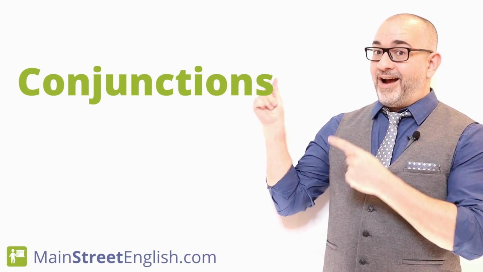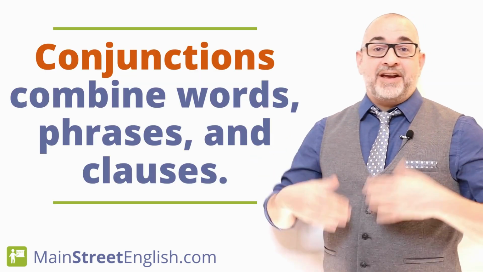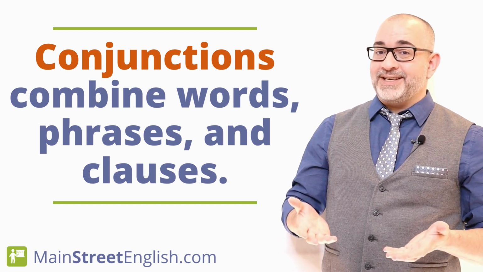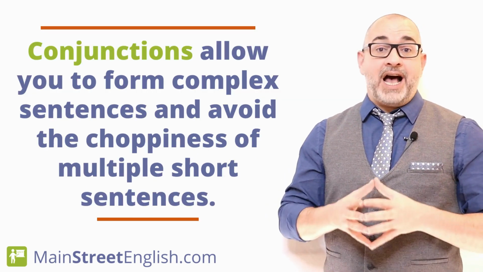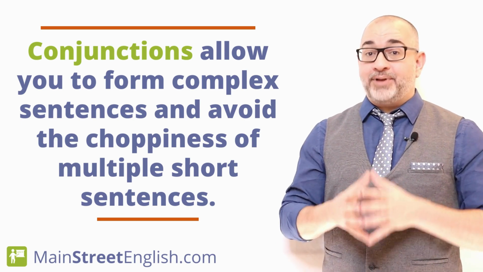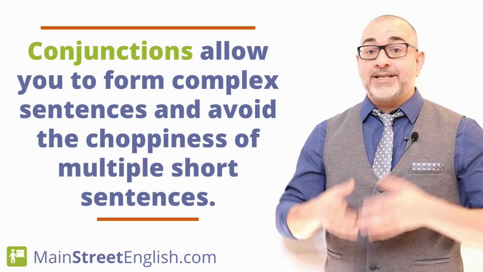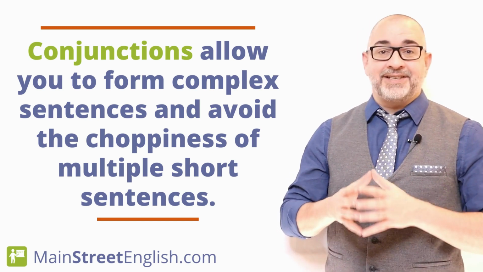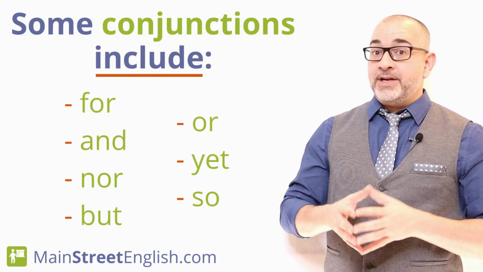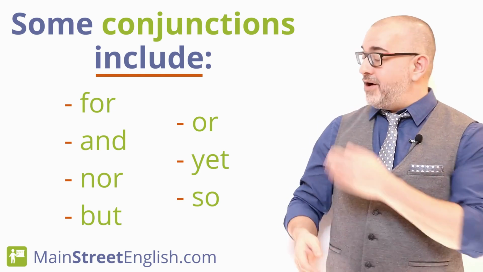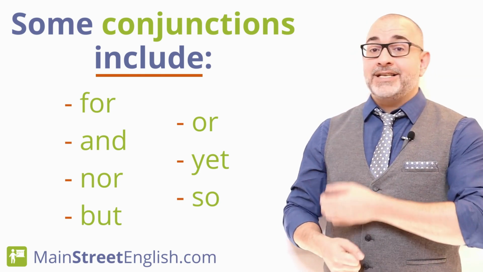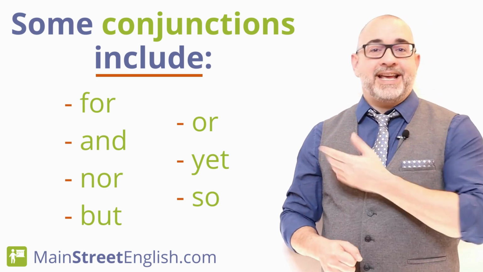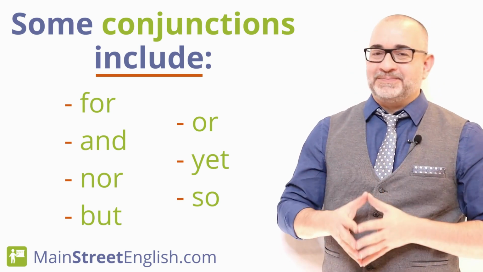Let's talk about conjunctions. Conjunctions combine words, phrases, and clauses. Conjunctions allow you to form complex sentences and avoid the choppiness of multiple short sentences. Some conjunctions include words like for, and, nor, but, or, yet, and so.